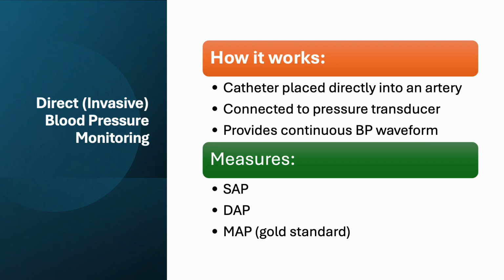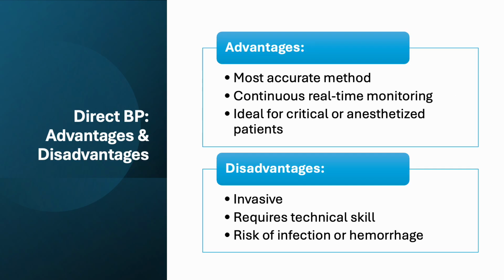Lastly, we can use direct or invasive blood pressure monitoring, where a catheter is placed directly into an artery. It's connected to a pressure transducer and allows for a continuous blood pressure waveform. You do get the systolic, diastolic, and mean in real time with this method. Advantages are that it's very accurate, you get real-time monitoring, and it's ideal for critical or anesthetized patients. However, it is invasive and requires placing a catheter into a vessel, which requires technical skill and does have risks, including infection and hemorrhage.